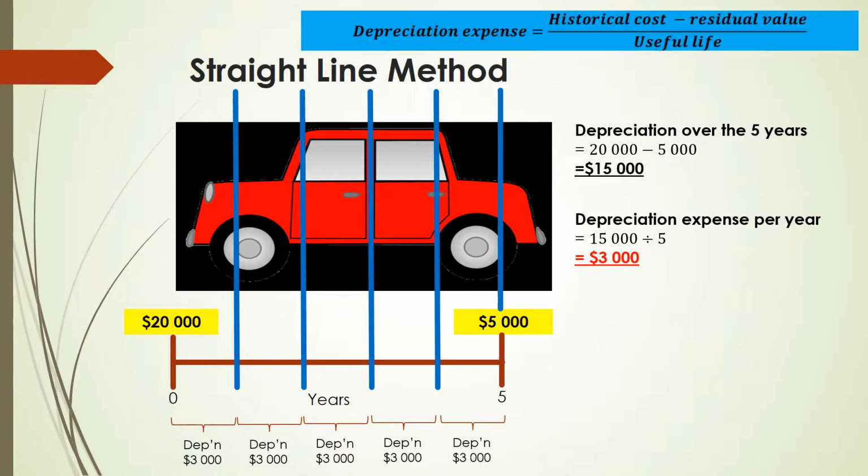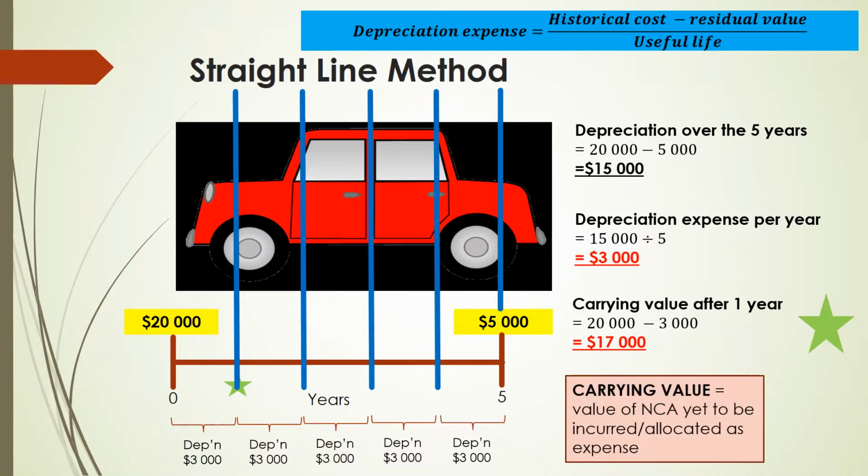If you prefer, this is the formula that we use to calculate the depreciation expense. So at the end of the first year, we can also calculate the carrying value of the asset. And we do this by taking the amount of $20,000 less the depreciation of $3,000 for the year to give us a carrying value of $17,000 after the first year.